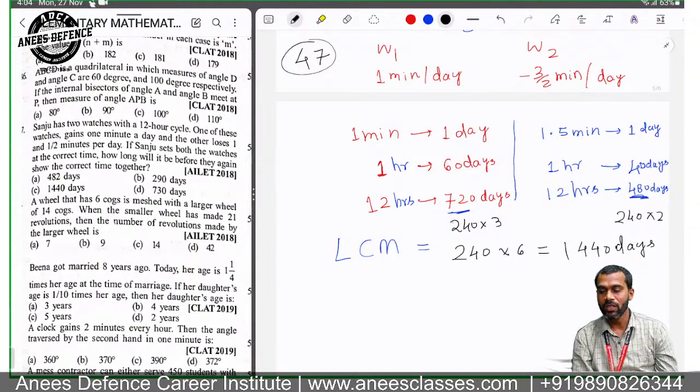Understood? Now, since we have got 40 days, I mean the number of days needed for watch 2 to be late by 1 hour is 40 days. Yes or no? Now what we need to do? We need to multiply it by 12. Why 12? Because this is a 12-hour clock. We don't have to worry about 24 hours. Otherwise, we would multiply by 24. Yes, understood. So we need to find out the LCM now. So the answer would be 144.